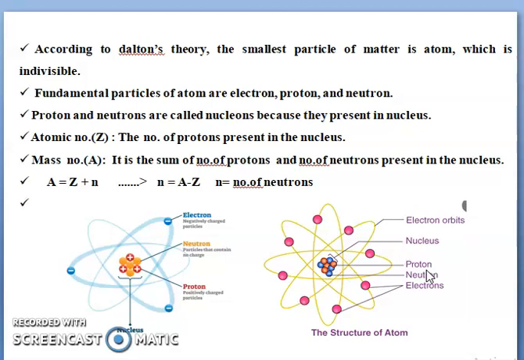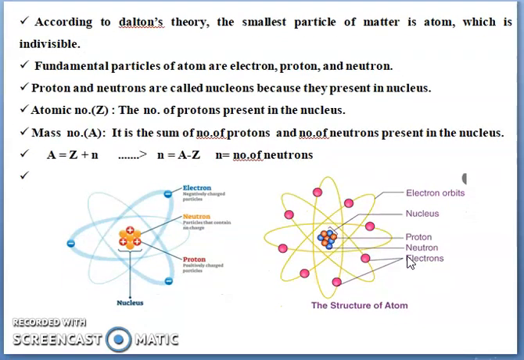In the nucleus we have the protons and neutrons. Protons have a positive charge and neutrons have no charge. And you can see these are the electrons rotating in the path that is called an orbit. This is the structure of the atom.